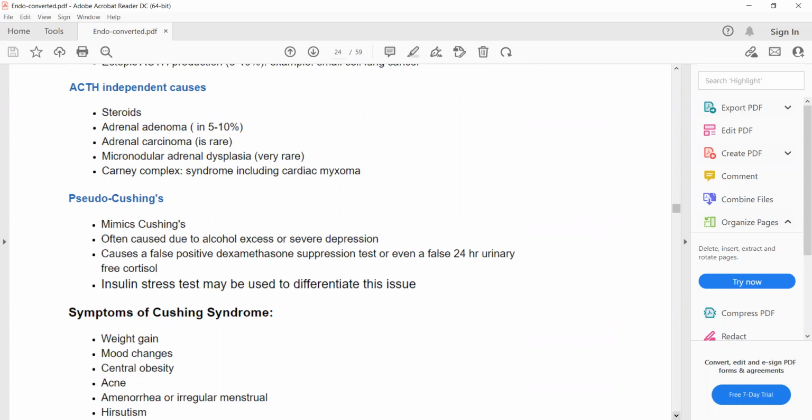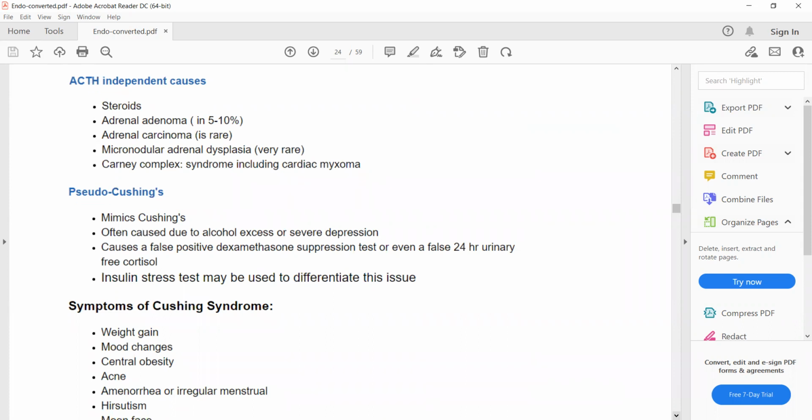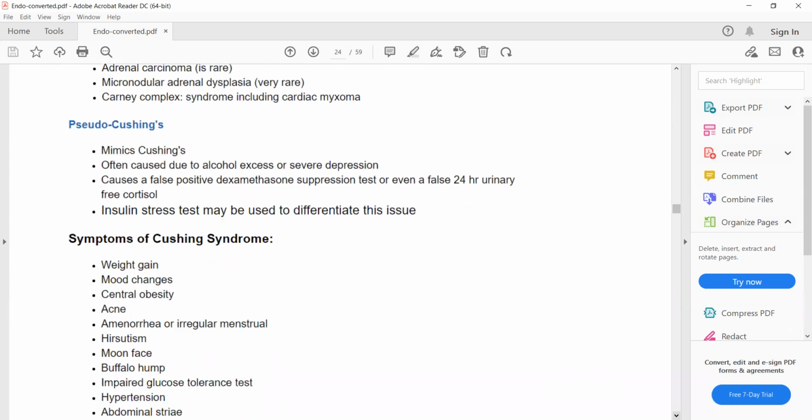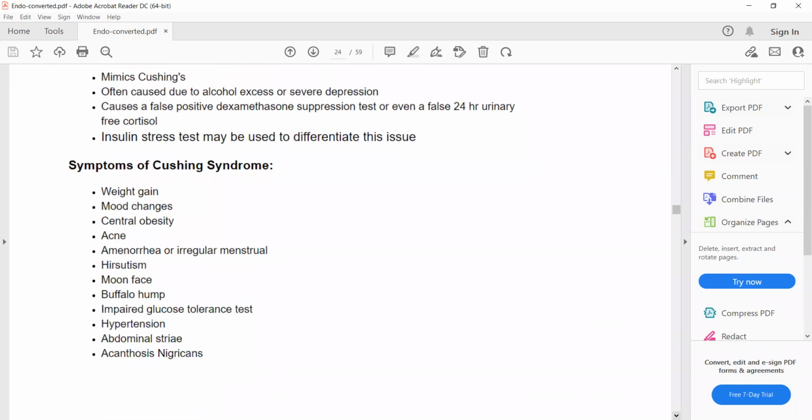In the Plab 1 exam, in the clinical scenario, the question will be asked like this: a person on long-term steroid therapy develops the features of Cushing syndrome. What are the features of Cushing syndrome? The features of Cushing syndrome include weight gain.